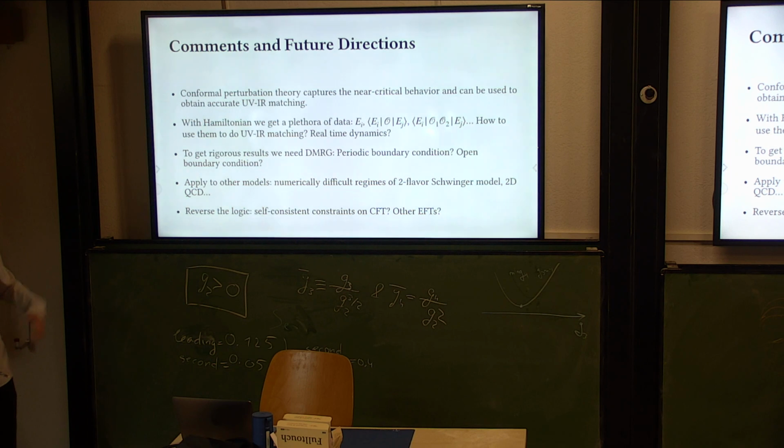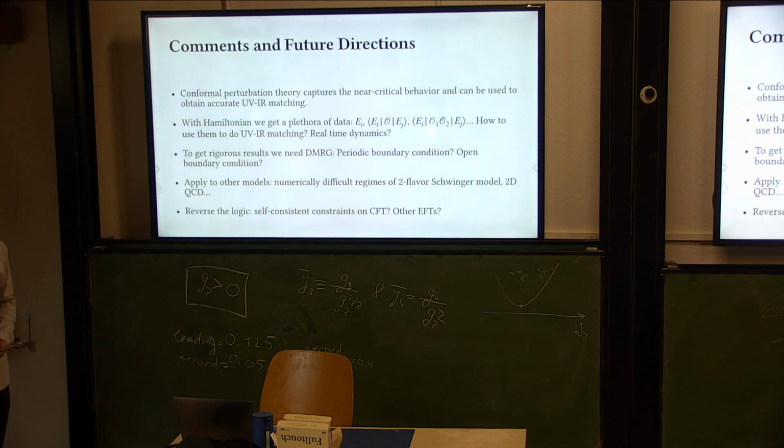And if all of these things work well, we can apply it to other models. Using the same strategy, we can test some of the numerically difficult regimes of, say, the two-flavor Schwinger model, 2D QCD, when there are a lot of flavors, different gauge groups, some hierarchy in mass. So all of these things we can test.